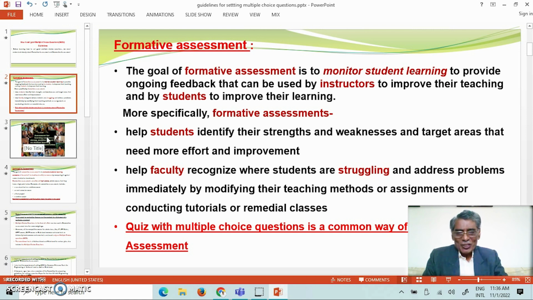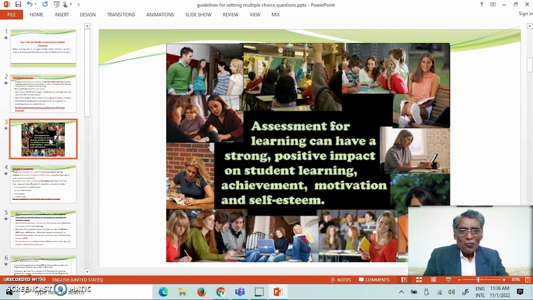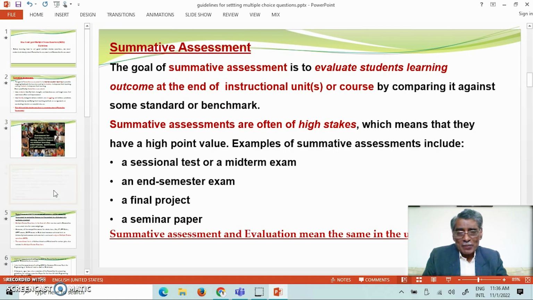Quiz with multiple choice questions is a common way of formative assessment. Assessment for learning can have a very strong positive impact on student learning, achievement, motivation, and self-esteem. Formative assessment is an integral process of learning.